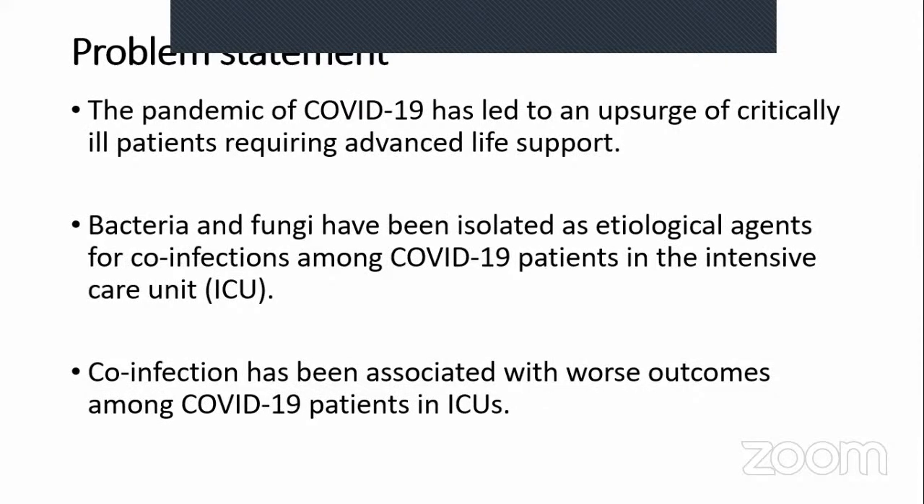The problem that guided our study is that the pandemic of COVID-19 has led to an upsurge of critically ill patients. And in most cases, these patients, especially those with the severe and critical forms of the infection, tend to require intensive care for advanced life support, specifically oxygenation. Studies have found that bacteria and fungi are, in most cases, isolated as agents responsible for co-infection among COVID-19 patients in ICUs around the world. And these co-infections have been associated with worse outcomes. One of them is mortality, increased length of stay, and also development of superinfections, which are refractory to the conventional antibiotics used in non-COVID patients.